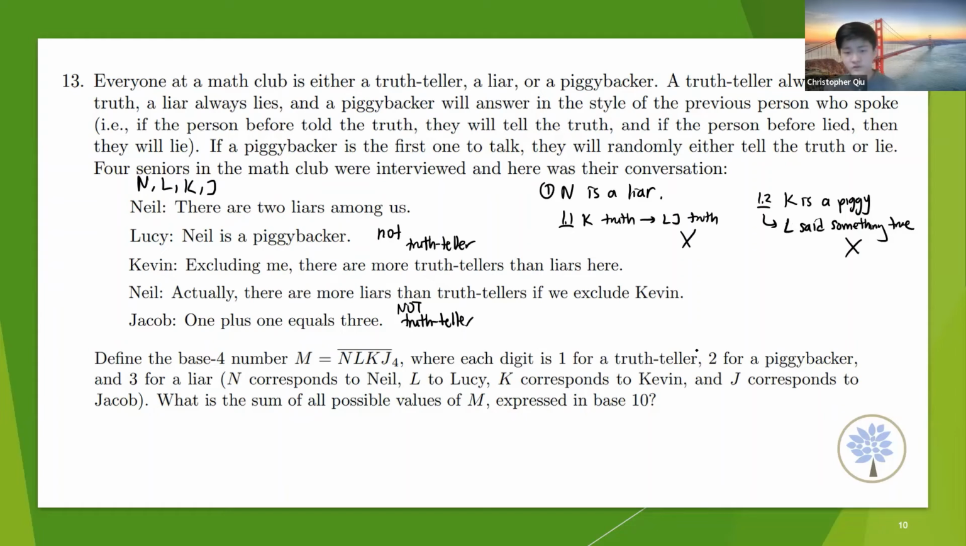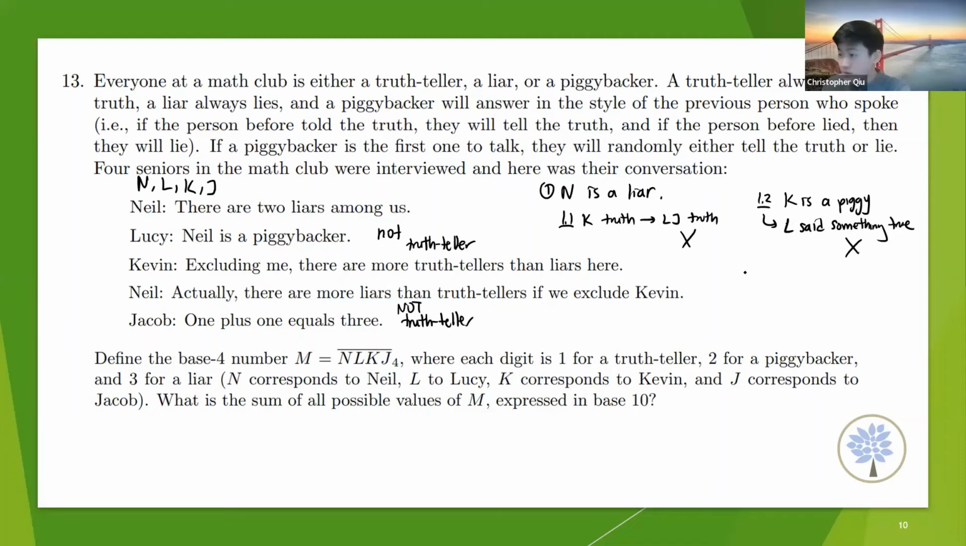And then if K is a liar, which is our last case, then that would mean that there are the same number of truth tellers and liars. And then if you do some work, you can pretty easily see that this is not the case. Because there are not really many possibilities for this case, and you can eliminate all of them. Okay, so let's move on to the second case.